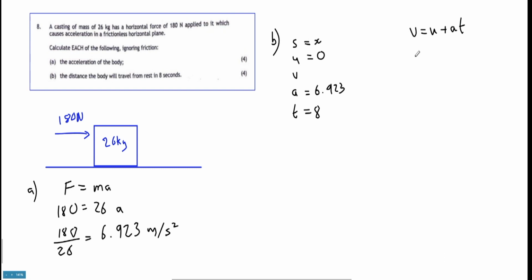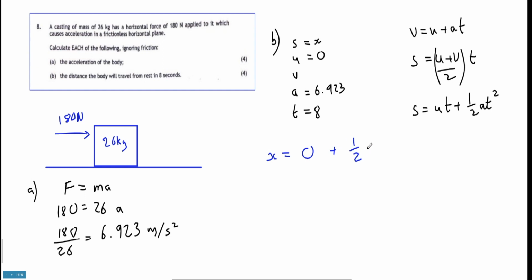v equals u plus at, that's no good. s is equal to u plus v divided by 2 times t, this is no good. s is equal to ut plus half at squared. That's the one we're looking for. We're looking for s, so we're going to plug it in. u is going to be 0. And then a half a, which is 8. No, it's not.